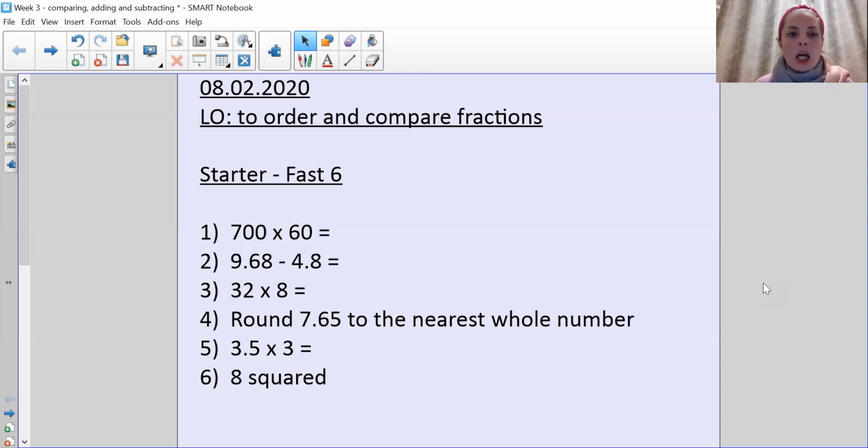So your learning objective today is to be ordering and comparing fractions, and we're going to be going through that in a little bit more detail. But for now, let's start with our starter.